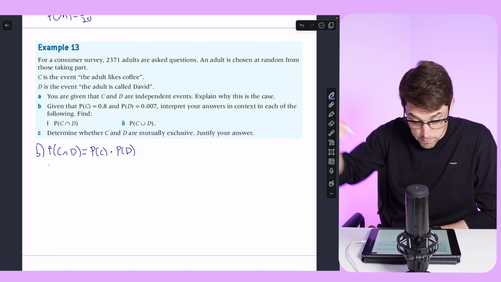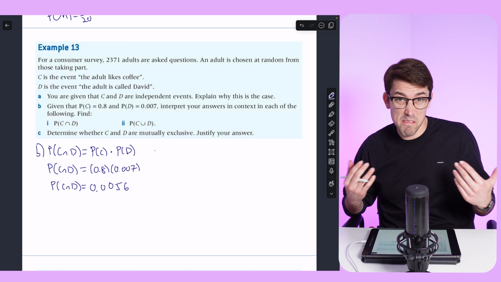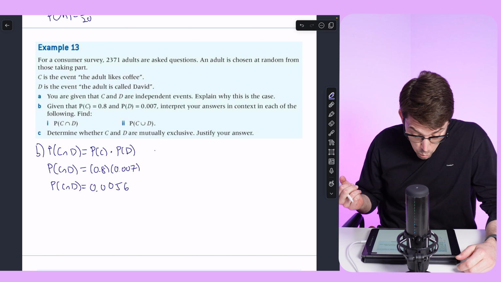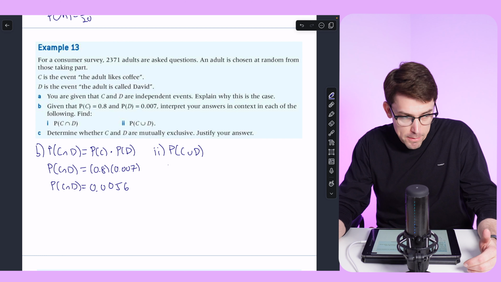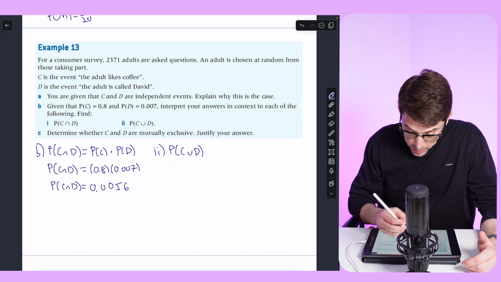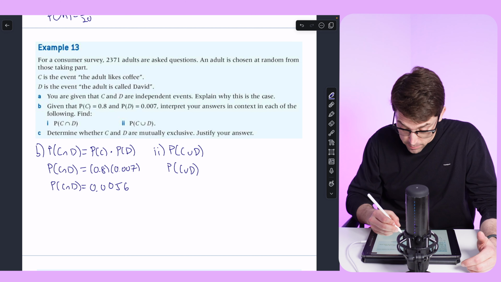So the probability of C intersect D, meaning you like coffee and your name is David, is going to give you 0.0056 or about 0.56%. So that's not a very likely case, right? 0.56%, that's not very likely to happen. So how can I figure out what the probability of C union D is, that you either like coffee or your name is David? If you recall from above, we were given a definition that the union of two events is the probability of one plus the probability of another, and you have to subtract the intersection.